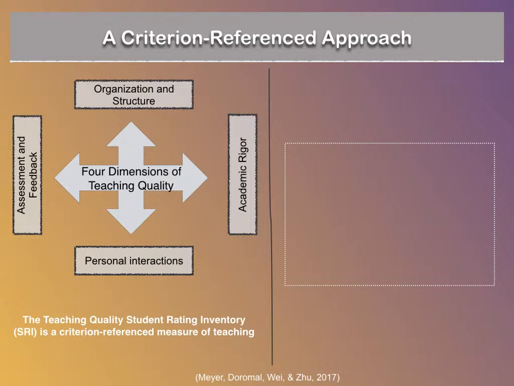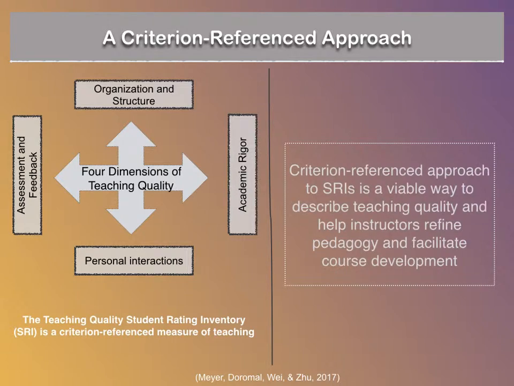Then the final one is academic rigor. Academic rigor concerns teaching practices that enrich the learning environment, and they use technology to enhance this learning. They typically are culturally responsive and promote long-term learning and critical thinking. Criterion-referencing approach to student rating instruction is a viable way to describe teaching quality and help instructors refine and facilitate course development.